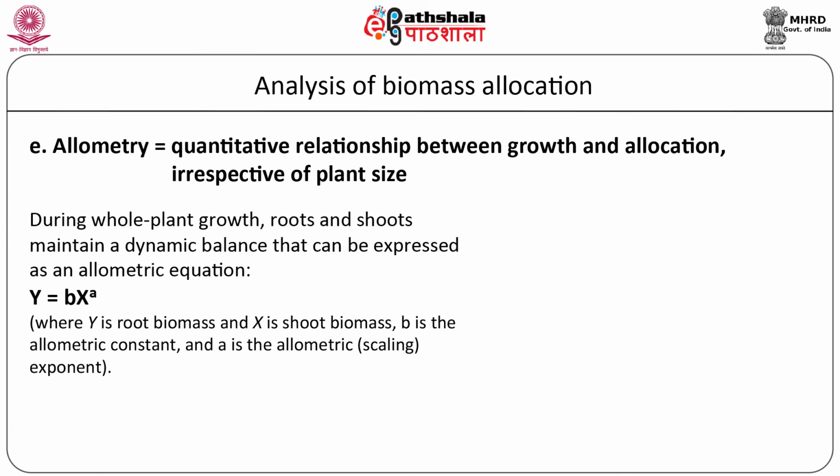Roots and shoots show a dynamic balance such that the shoot biomass, that is X, is related exponentially to the root biomass, that is Y. In most animal systems, the allometric equation for metabolic rate versus biomass shows an exponent of 3/4. In plants, the exponent varies depending on growth stage. The dynamic relationship between shoots and root is hence described, which is not confounded by plant size.